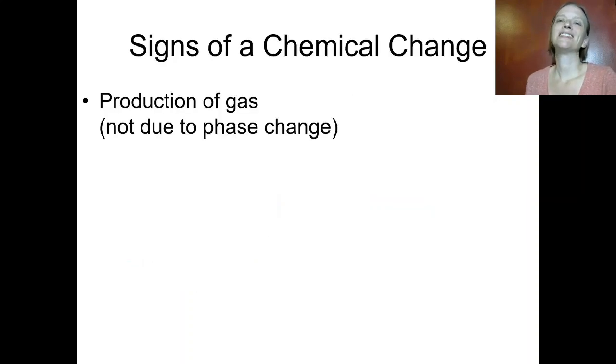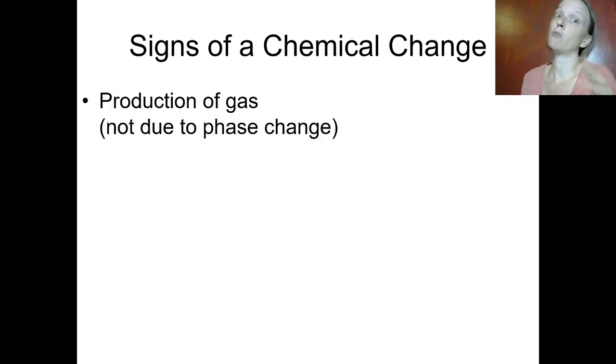So what are the signs that a chemical change is happening? How do you know that a chemical change is happening? There are some different signs. A lot of times students say heat is a sign of a chemical change, or a temperature change. But some chemical reactions actually get colder, not hotter, and there are some physical changes that also cause a temperature change. So that's not a reliable sign of a chemical change.